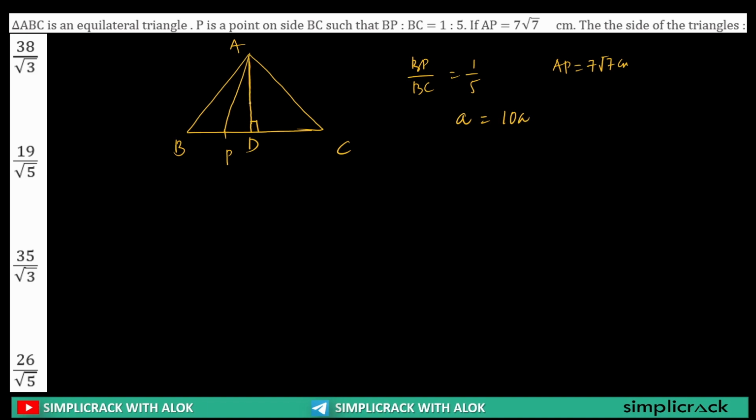So this height will be what? Root 3 by 2 a. That is root 3 by 2 multiplied by 10a. So it is 5 root 3 a.